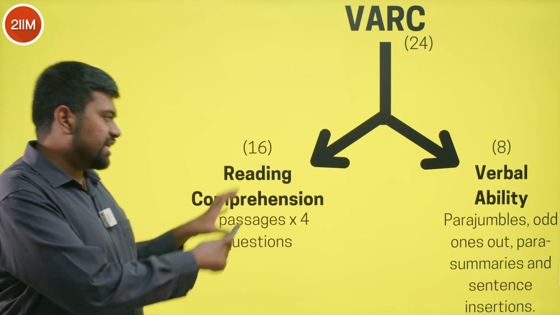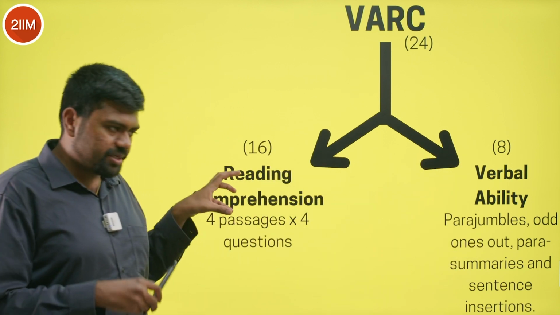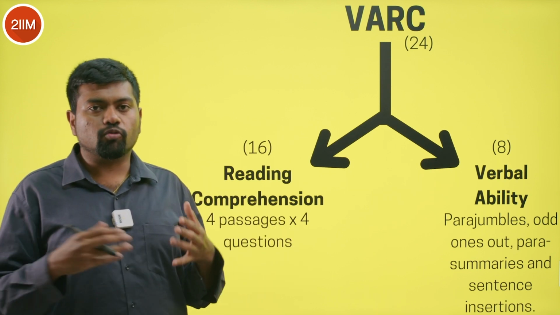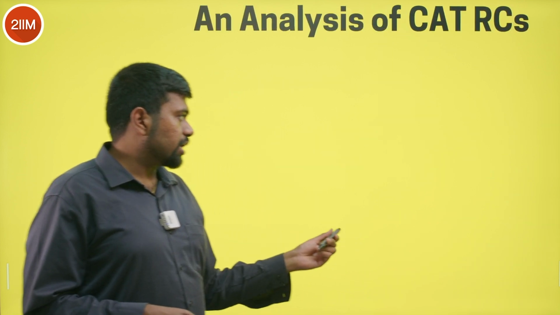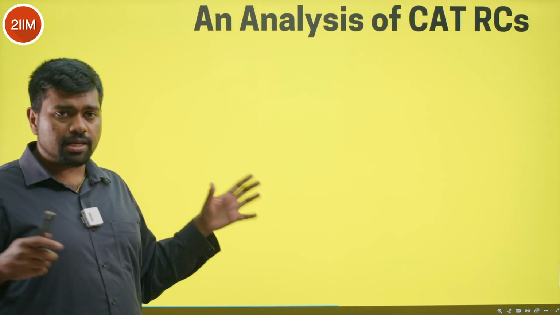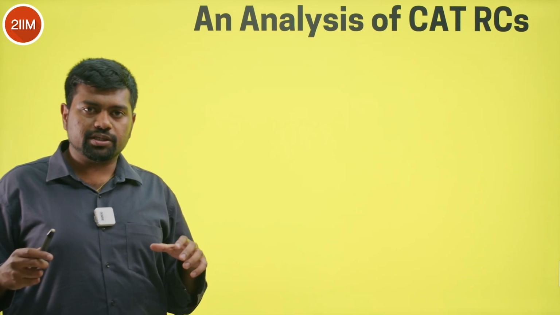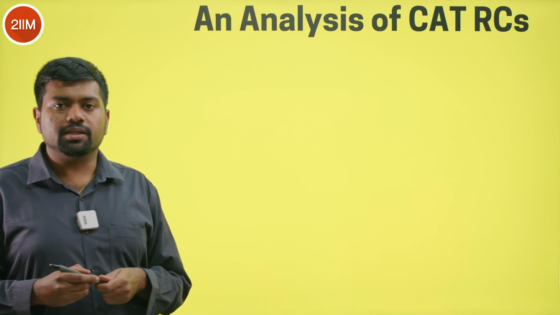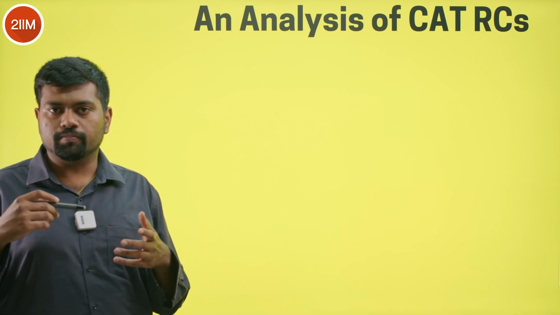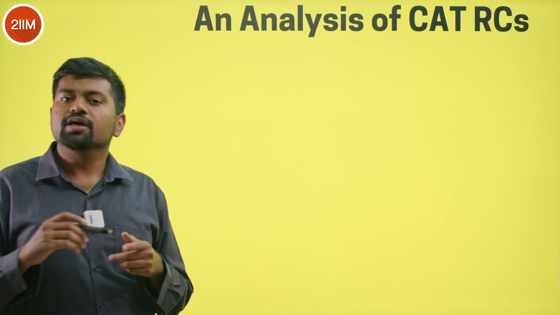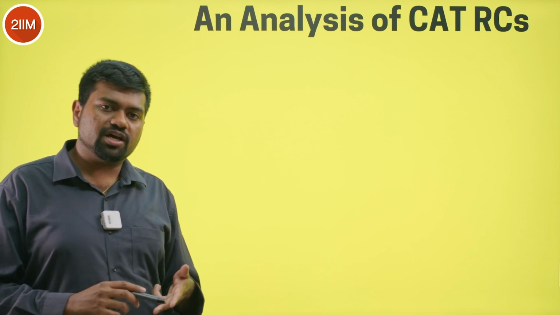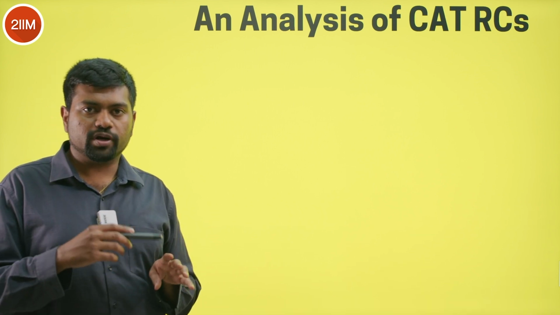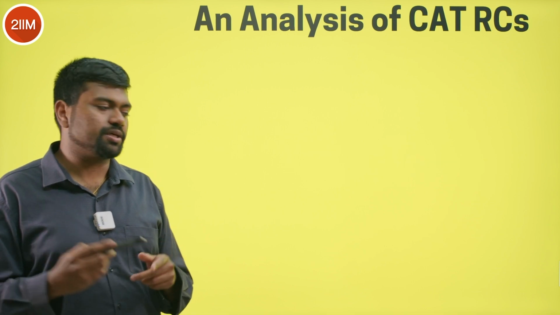So we'll go through each section in a much more detailed manner, and try to figure out what it's about. So we look at an analysis of all the reading comprehensions that have appeared in the past 5 years. There were 3 slots each year, 5 years, and in each slot there are 4 passages. So that is 4 into 3 into 5, which is 60.